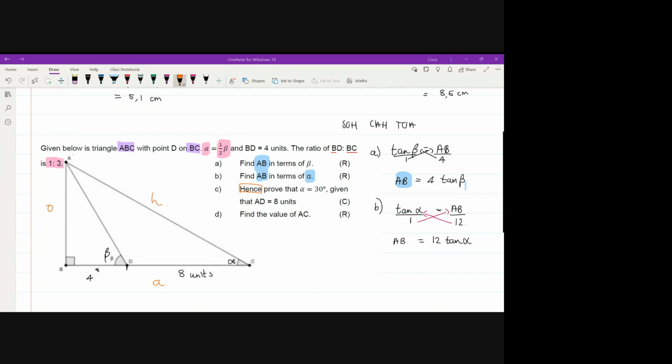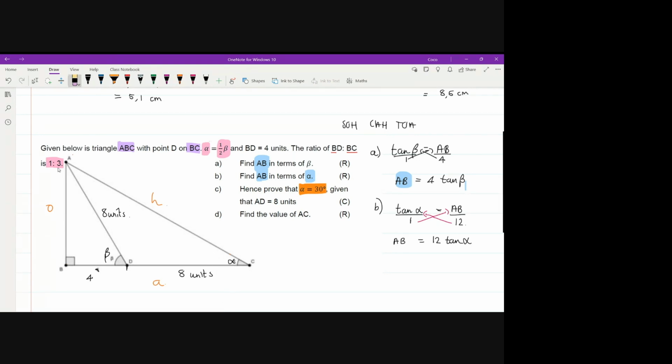So it says here, hence prove that alpha, that angle there, is equal to 30 degrees, given that AD is equal to 8 units. They've told us that AD is equal to 8 units. With this information we are proving that alpha is 30 degrees. So we can't just say alpha is now 30 degrees. That's the thing we're trying to prove.